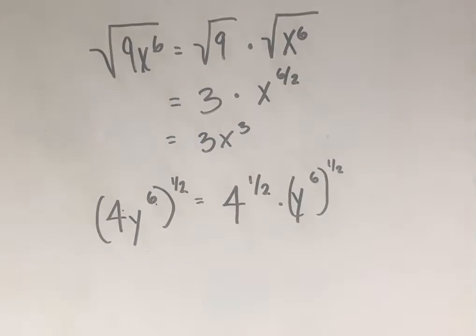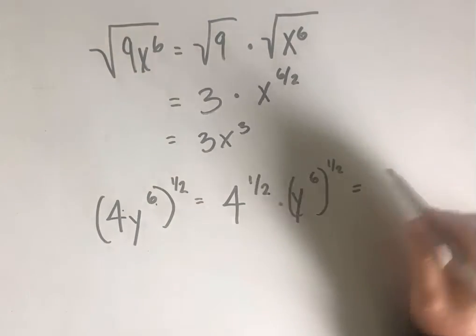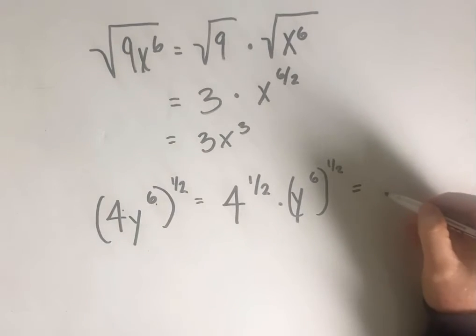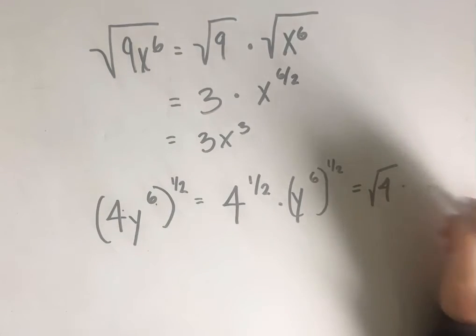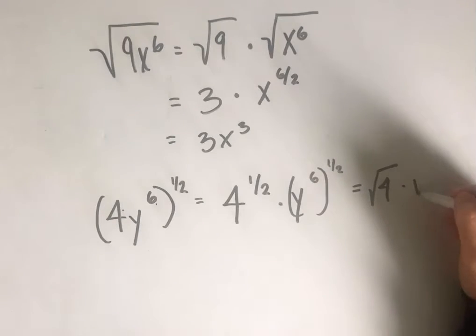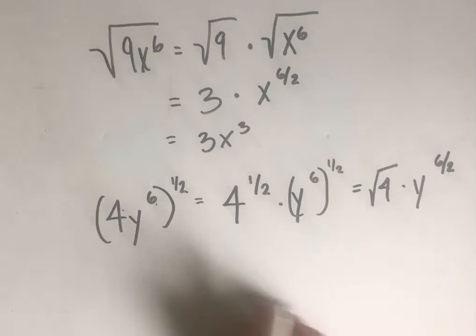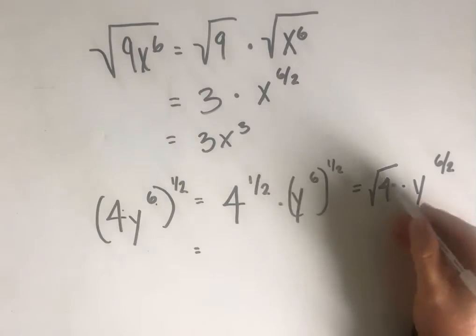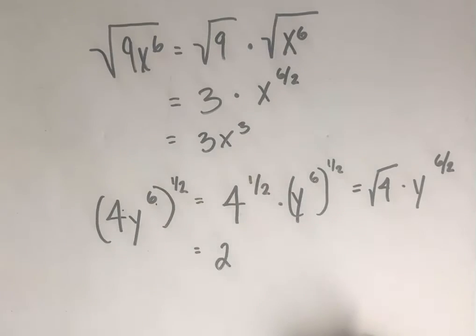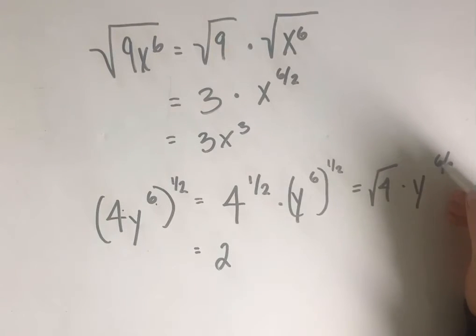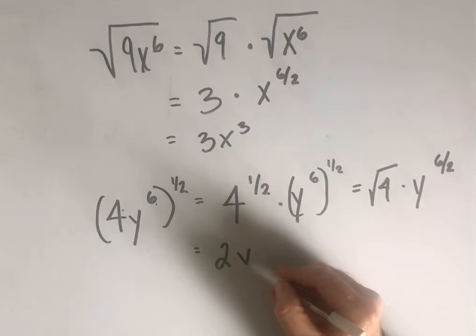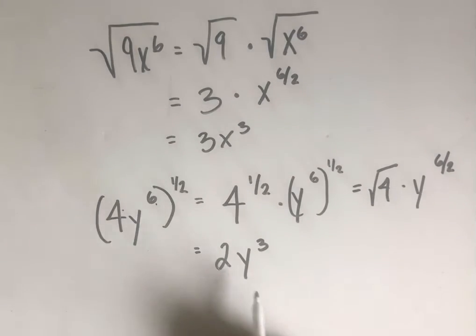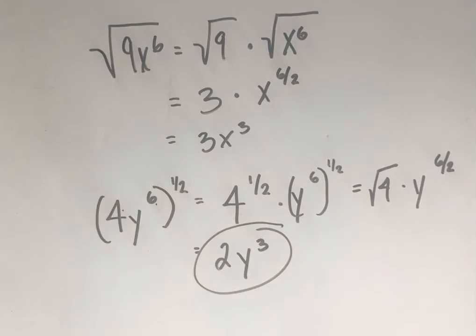Now I have 4 to the 1/2 power. Well, that's the square root of 4, times we'll do y to the 6 over 2. I'm going to bring it down here. The square root of 4 is 2, and then this is y to the 6 divided by 2, so that's y to the 3rd power. So the answer to this one is 2y to the 3rd power.